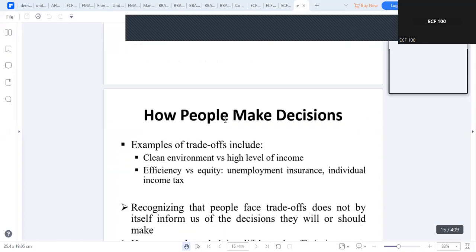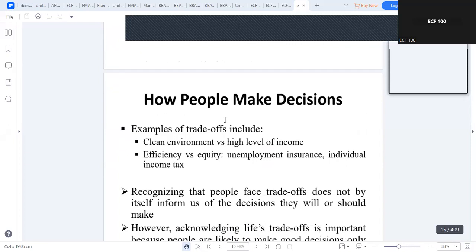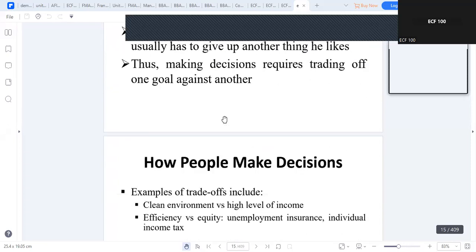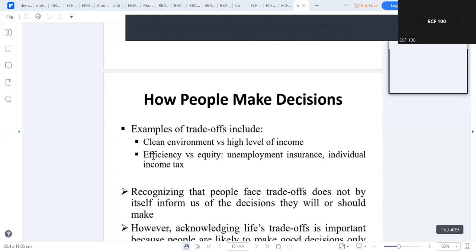So I've explained on trade-off. So trade-off examples could be having a clean environment versus a high-level income, efficiency versus equity. So these ones sometimes may not go together because you have to sacrifice one for the other.